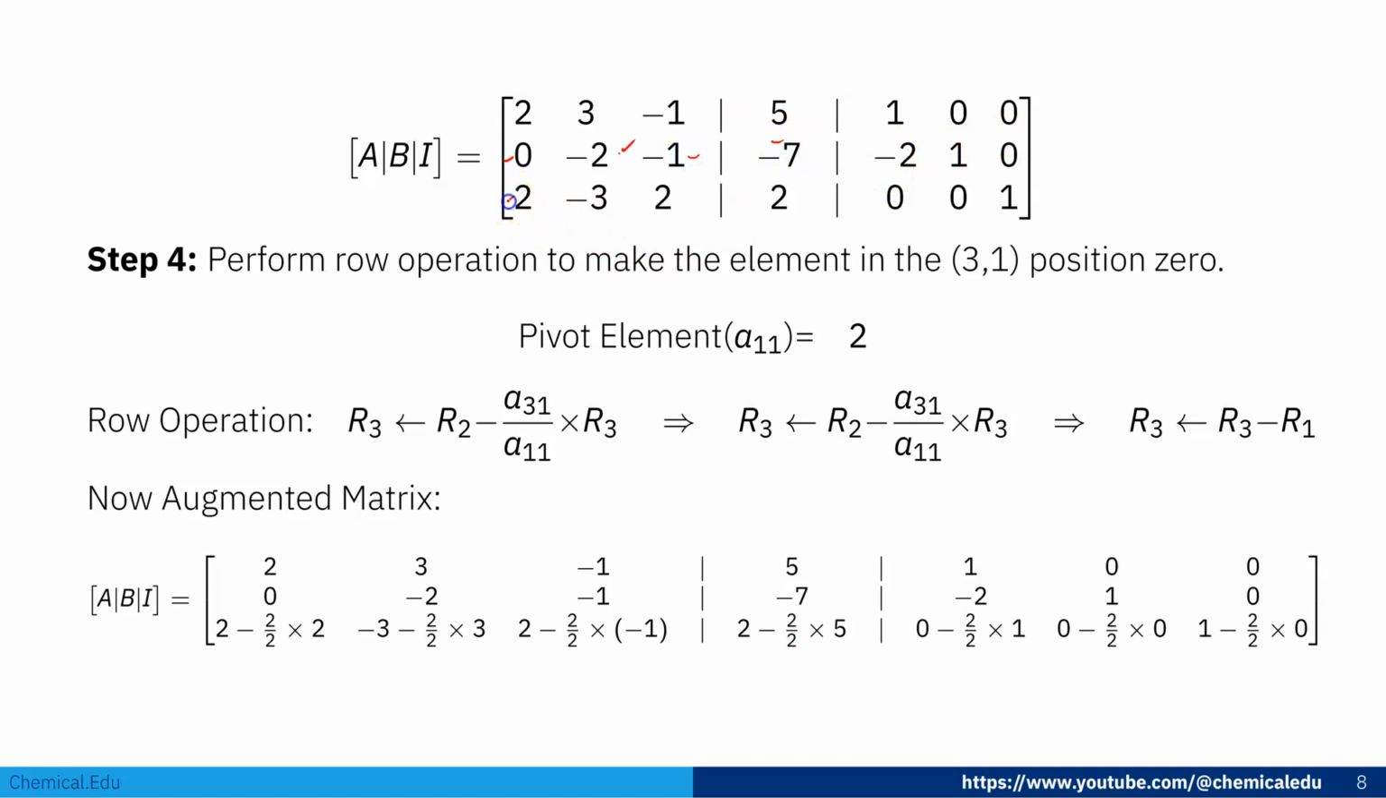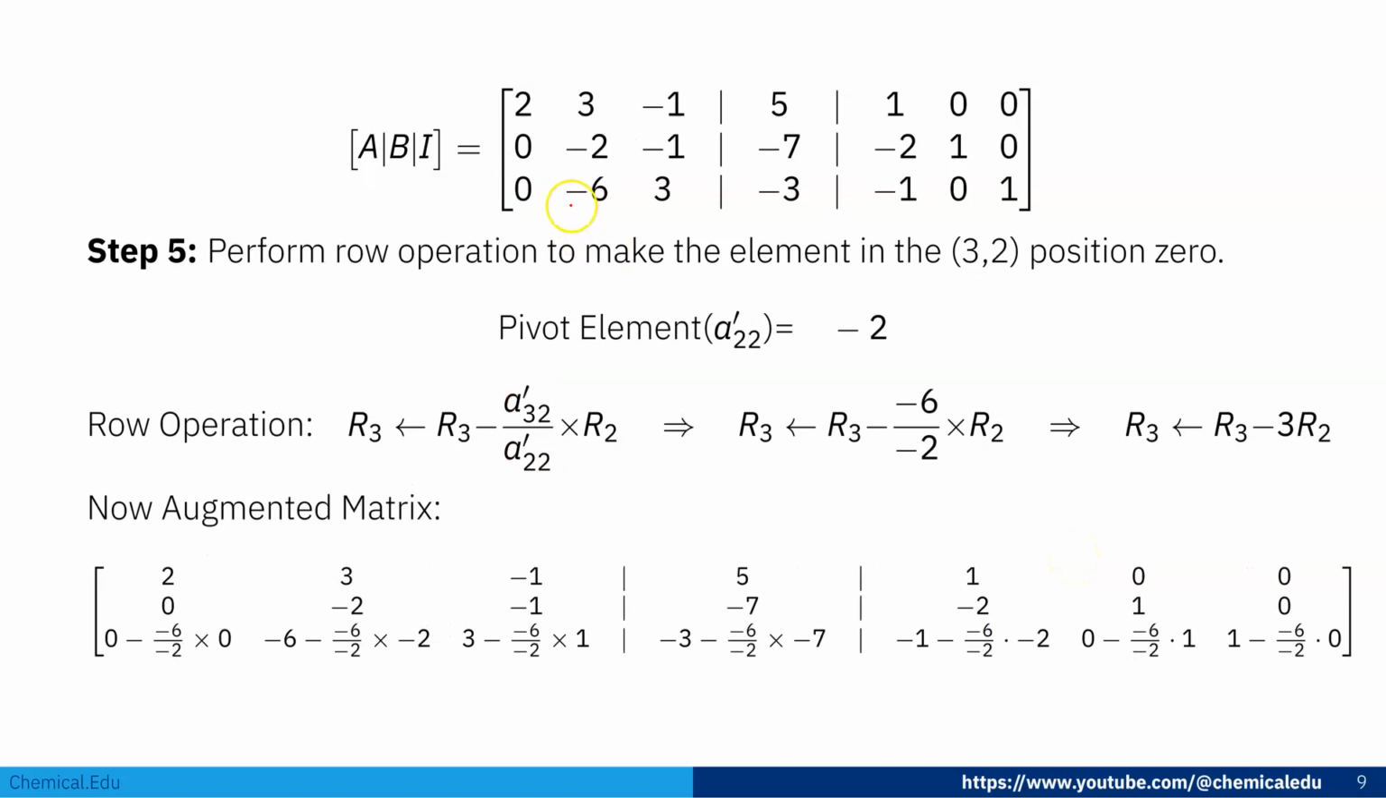Now we have to make this element 0. Similarly we have to take the multiplier, A31 by A11 into R1, from R3. So we do the operation, and ultimately we will get this element as 0.